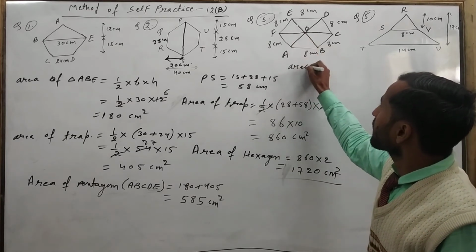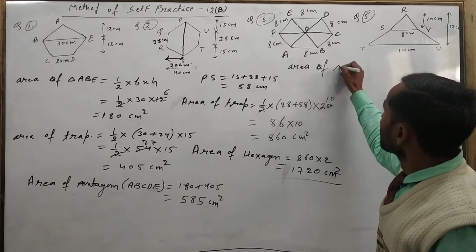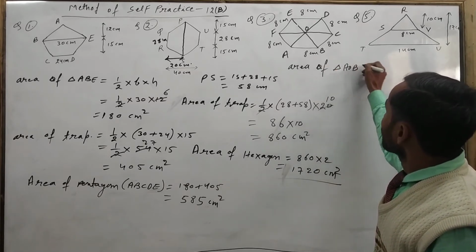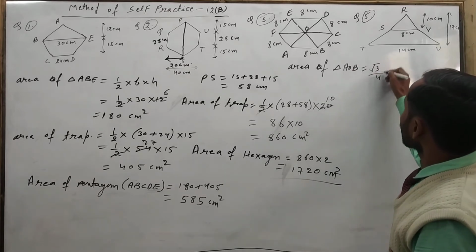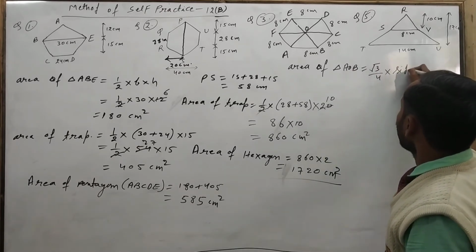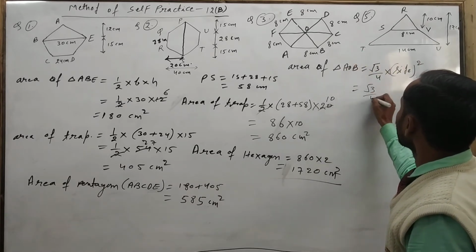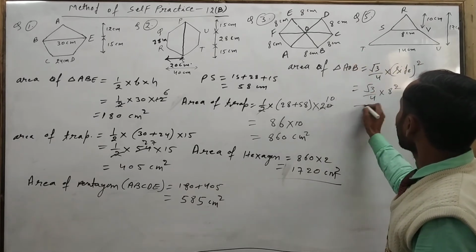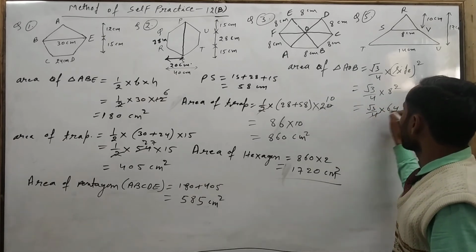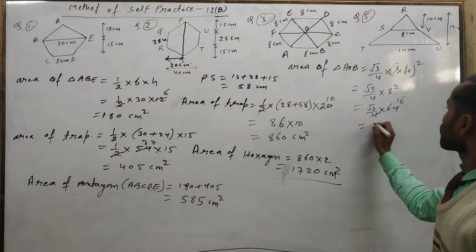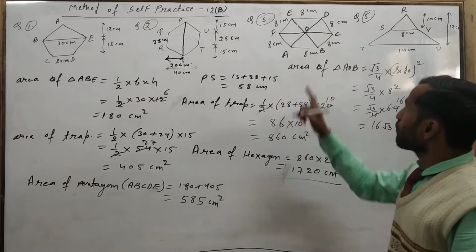Area of triangle AOB. The formula for the area of an equilateral triangle is √3 upon 4 side square. And here the side is 8, so √3 upon 4 into 8 square. So it will come √3 upon 4 into 64. 8 square is 64. We will cancel out, 16 will come. Okay. So 16 √3 centimeter square will come as the area of one triangle.